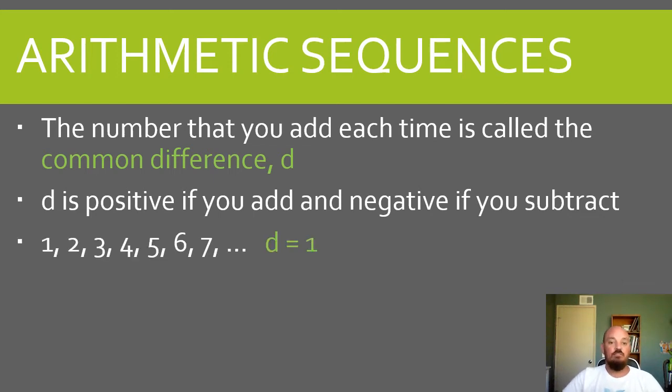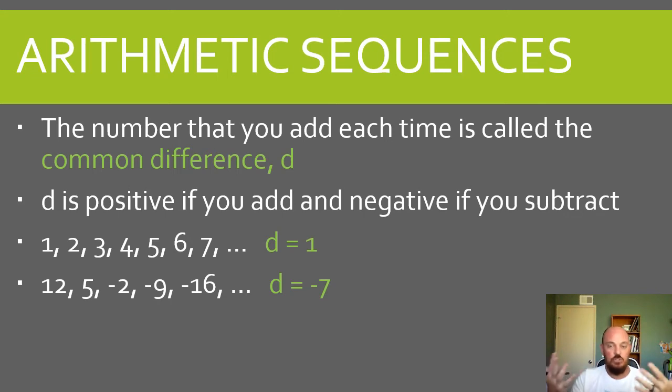All right, so for that first sequence I showed you guys, 1, 2, 3, 4, 5, 6, 7, if I ask you what is the common difference, very easy question, it's positive 1, or just 1. I'm adding 1 to get from term to term, so it's a positive 1. And for our second sequence, D would be -7.